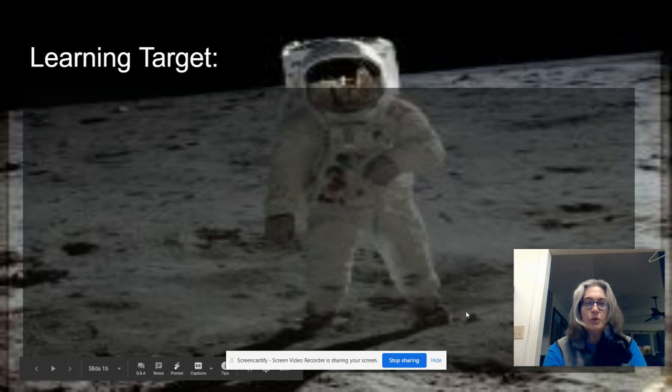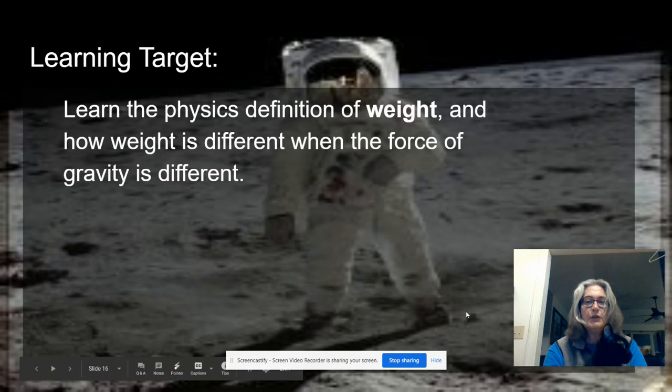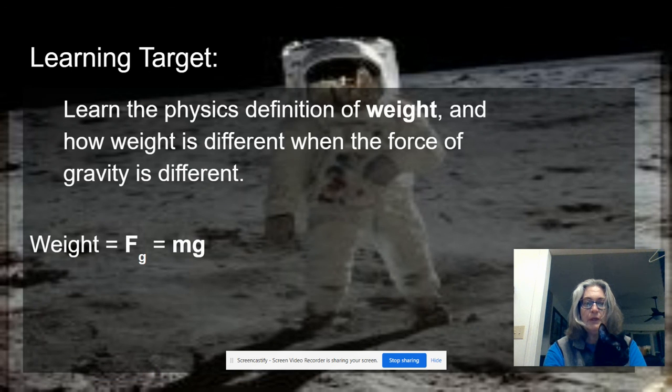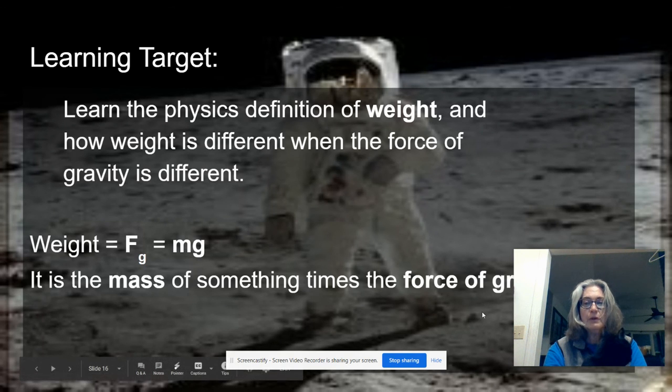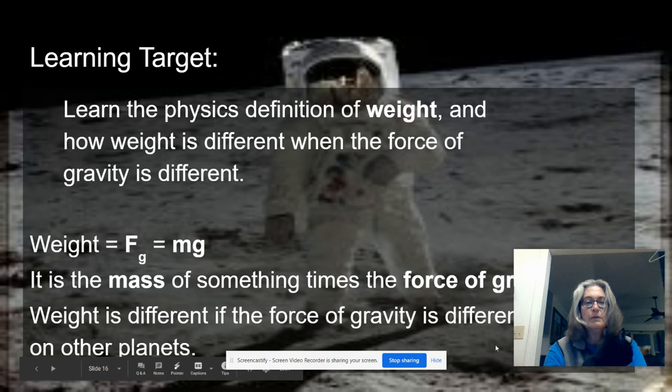All right, so returning to our learning target, the physics definition of weight and how weight is different when the force of gravity is different. Weight is defined as the force of gravity acting on an object. It's written capital F, because it's a force, with a little subscript g to let you know it's gravity, and it is equal to the mass of something times the acceleration of gravity acting on it. Weight is different if the force of gravity is different, such as on other planets.